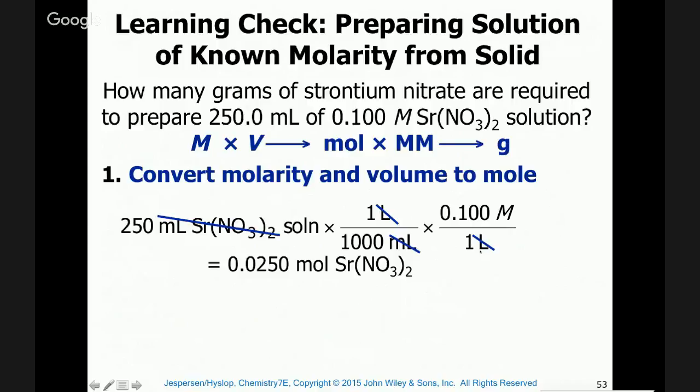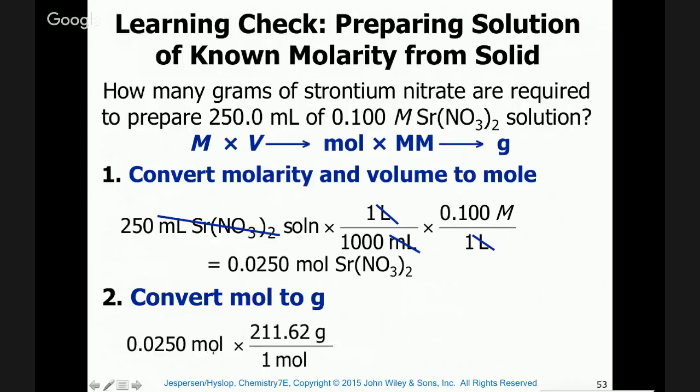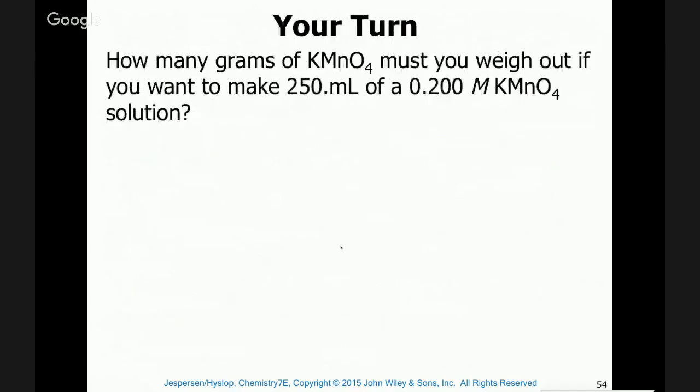This should be moles per liter, not molarity. Sorry, that should be moles per liter. It's 0.100 moles per liter. That's what molarity means. So we're left with moles, not molarity. This should be 0.0250 moles of strontium nitrate, and we convert to grams using the molecular mass of strontium nitrate. So we take Sr, 2 nitrogens and 6 oxygens. That gives 5.29 grams of strontium nitrate.